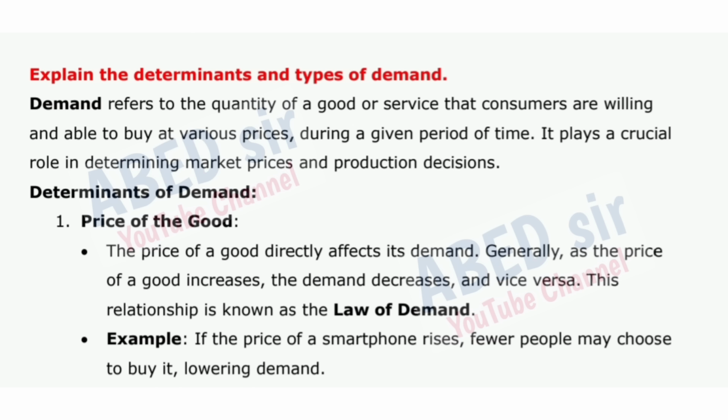Determinants of demand. 1. Price of the good. The price of a good directly affects its demand. Generally, as the price of a good increases, the demand decreases and vice versa. This relationship is known as the law of demand. Example: if the price of a smartphone rises, fewer people may choose to buy it, lowering demand.